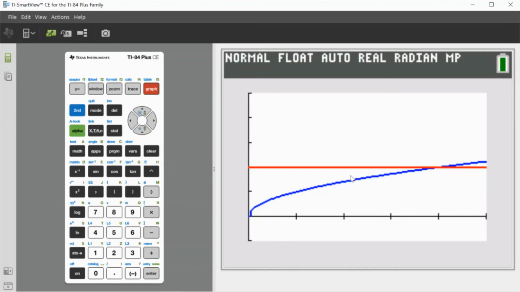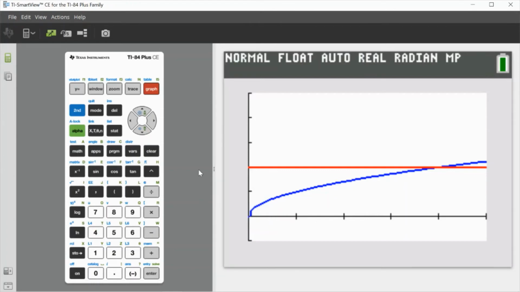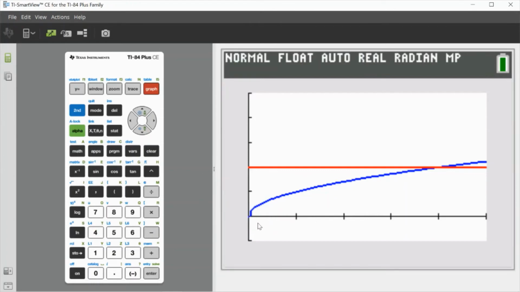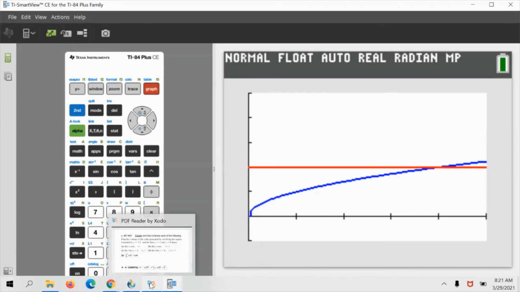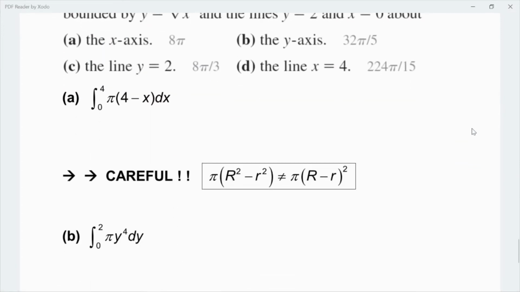Okay, so for part A, it says, let's revolve this region about the x-axis. Immediately, I can tell this is going to be washers. And the reason I know it's going to be washers is because I have empty space here between my area and what I'm revolving around. So since there's empty space, I know I have washers. And now let's just go back to this setup and take a look at how we would set this up.